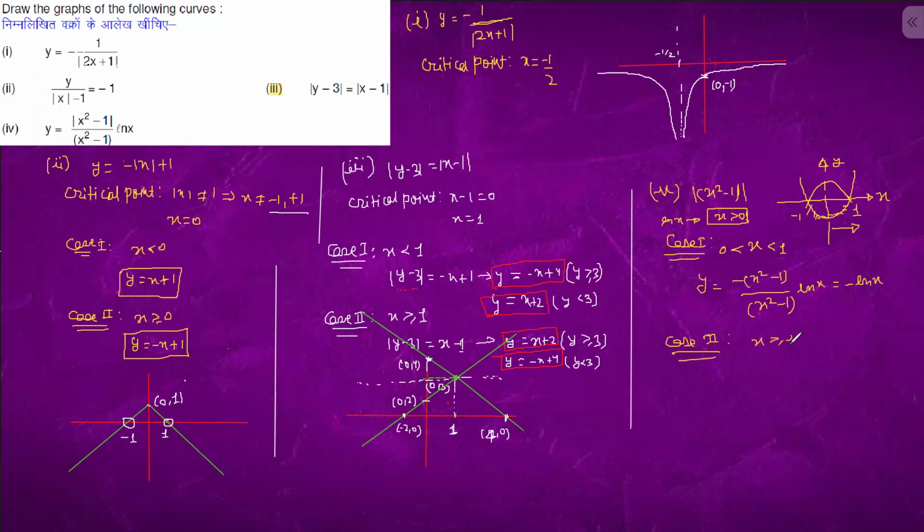And when we take case 2, x bigger than or equal to 1, 1 can't be possible because at 1 we will get 0 by 0. So it is y equals x square minus 1 upon x square minus 1 times ln x, which is ln x.